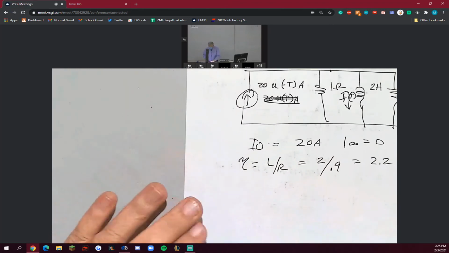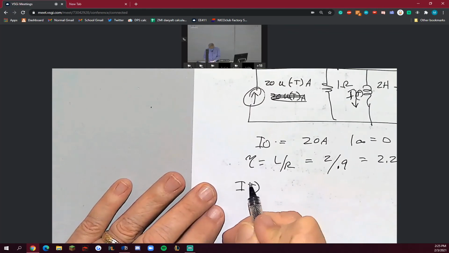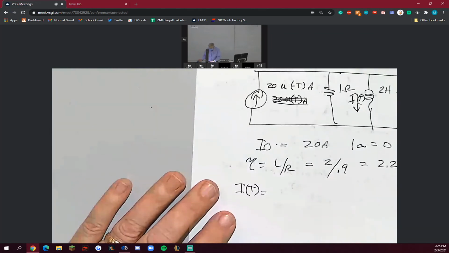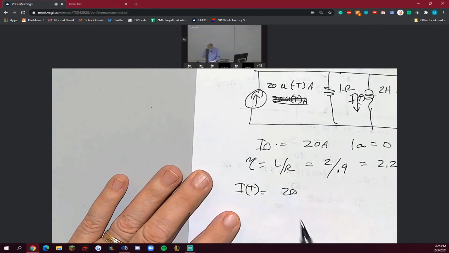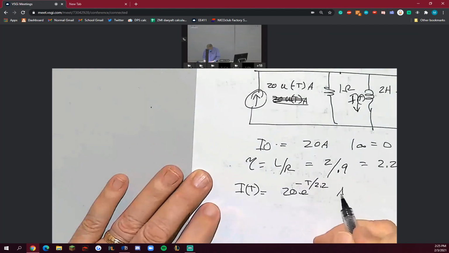Okay, so now we can write things down. i of t is equal to I infinity, that's 0, plus I0, which was 20, e to the minus t over 2.2 amps.